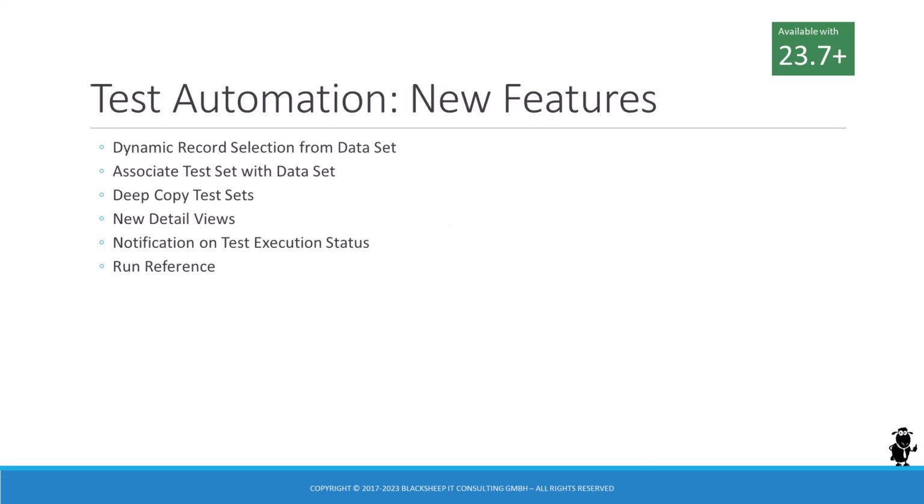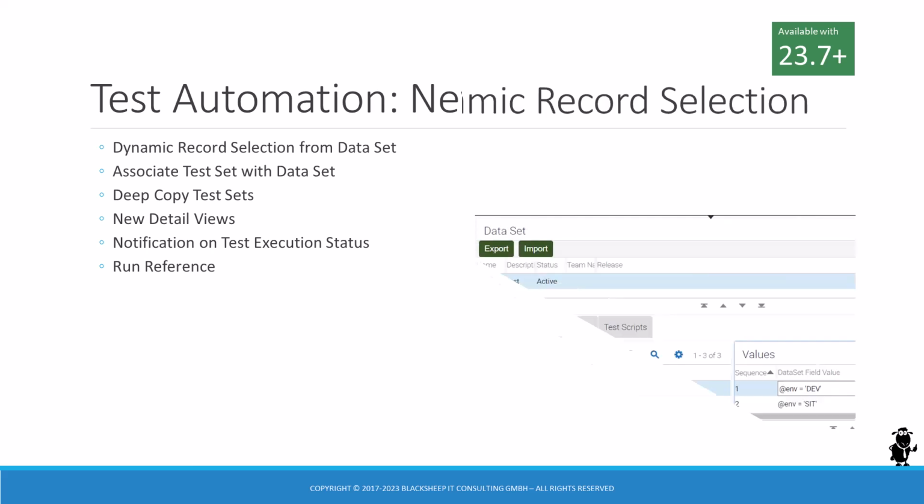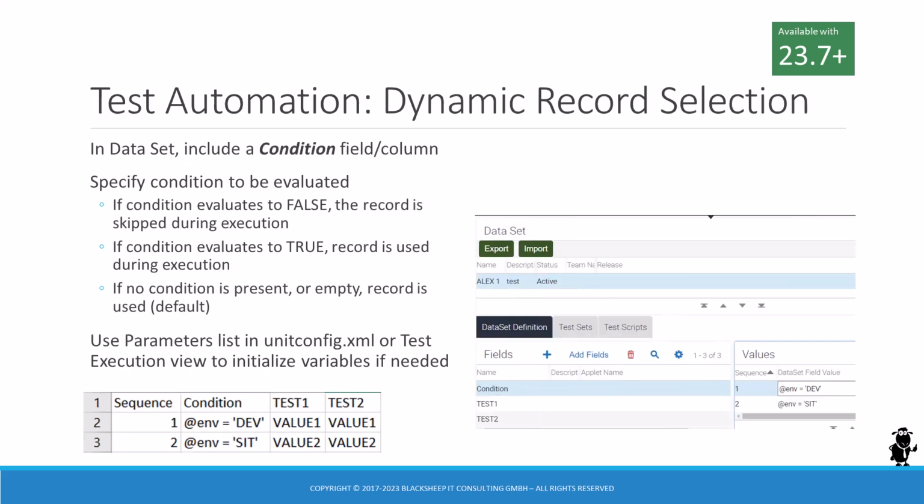Siebel test automation was greatly enhanced with the ability to record and playback test scripts back in Innovation Pack 2017. Since then, the module has received updates on a regular basis, and another set of enhancements arrives with the 23.7 update package. Datasets, introduced in Siebel 20.9, can now include a condition field which specifies, you guessed it, the condition if the respective record should be used in an iteration or not.